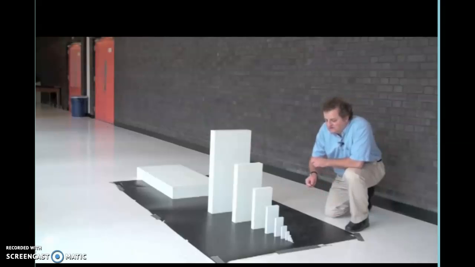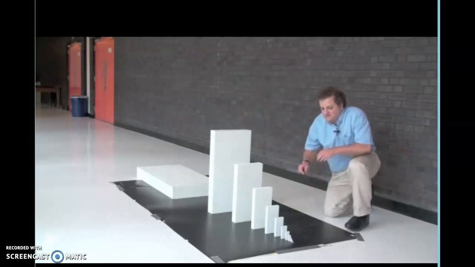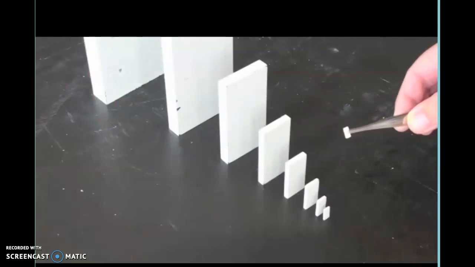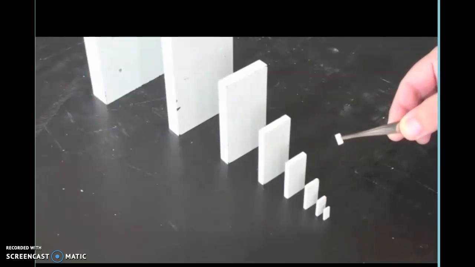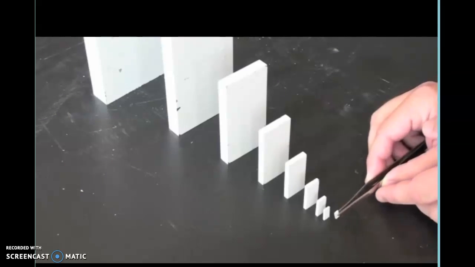So what I have here is a chain of dominoes. Each one is 1.5 times larger than the previous one. And the smallest domino is about 5 millimeters high and 1 millimeter thick. And I will carefully place it.